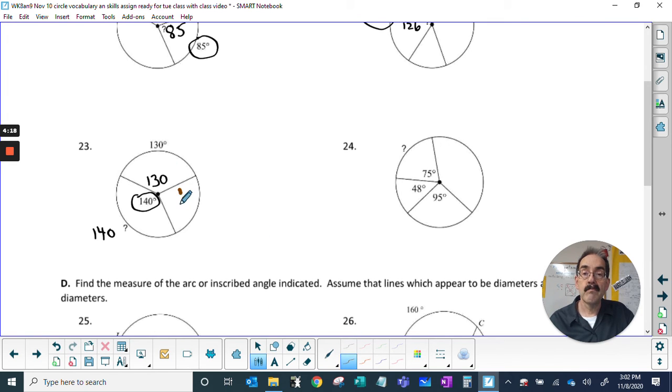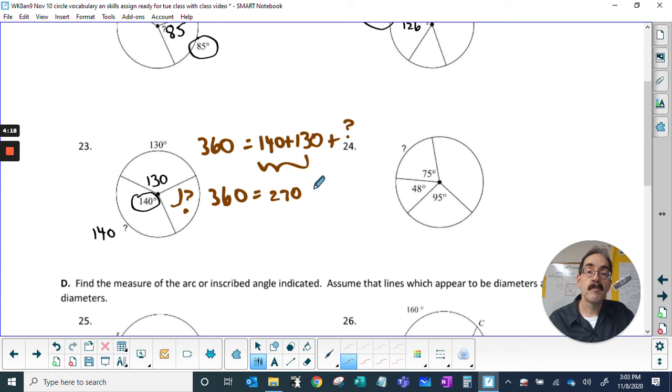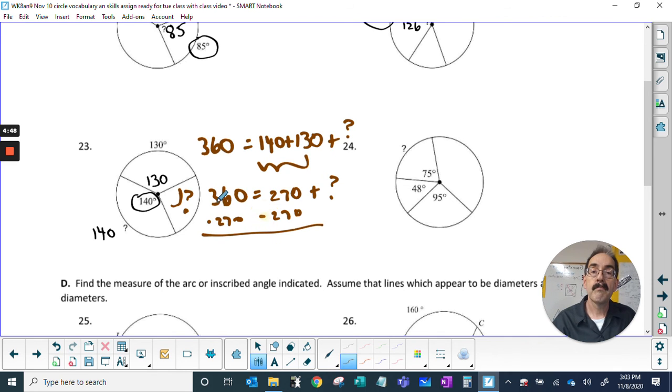Since we're here, a circle has 360 degrees, and it's equal to 140 plus 130 plus the part we don't know. 360 equals 270 plus the part we don't know. Remember, I'm an equal sign. Got to keep it balanced. Subtract 270 from both sides. 90 is equal to the question mark. Nice. Okay, you try one.